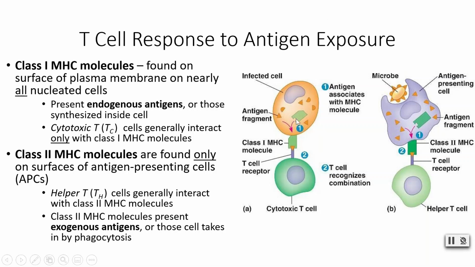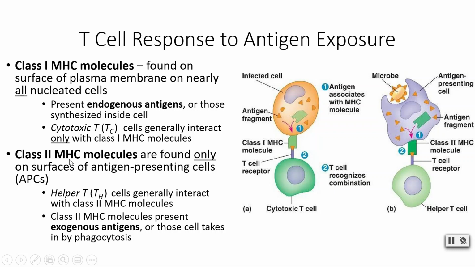Well, the MHC molecule is going to take that viral antigen and present it to a T cell, cytotoxic T cell specifically. And now this cytotoxic T cell knows that anytime it sees this antigen, this cell is infected and it needs to be destroyed. Again, the cytotoxic T cells are the ones that associate with the class 1 molecules.